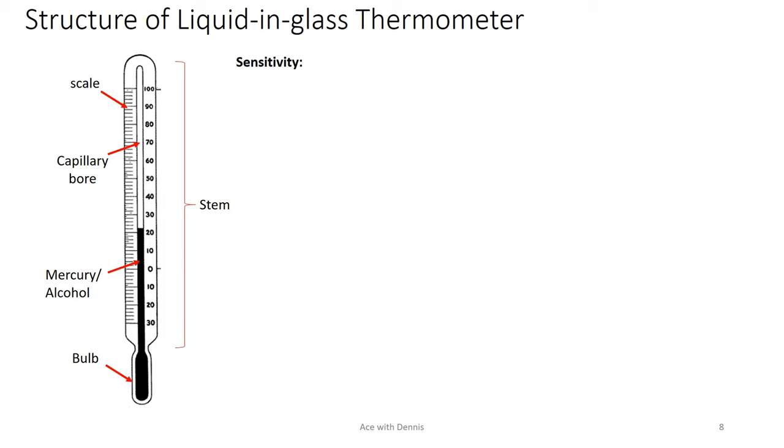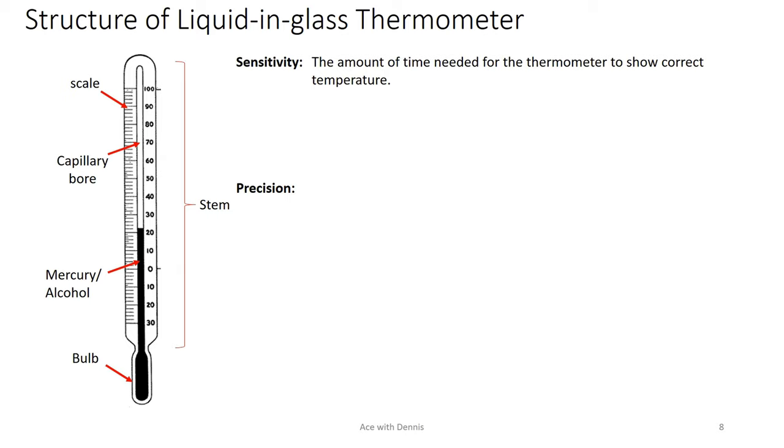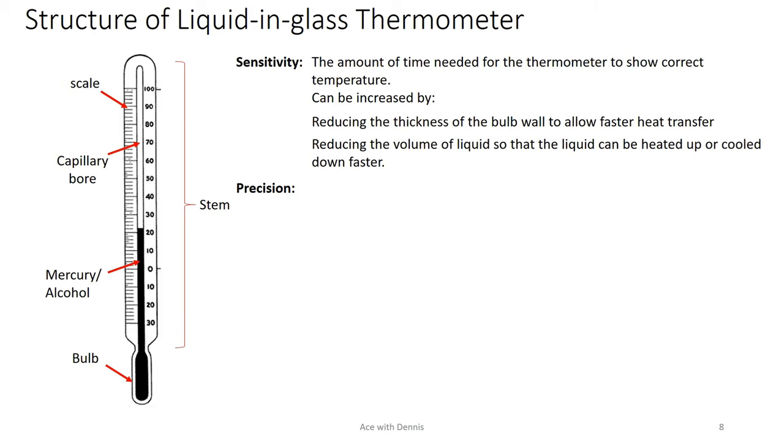Here we have two parameters to consider in a liquid in glass thermometer. First, sensitivity, and second, precision. Sensitivity is the amount of time needed for the thermometer to show the correct temperature. It can be increased by reducing the thickness of the bulb wall to allow faster heat transfer, or reducing the volume of liquid so that the liquid can be heated up or cooled down faster.